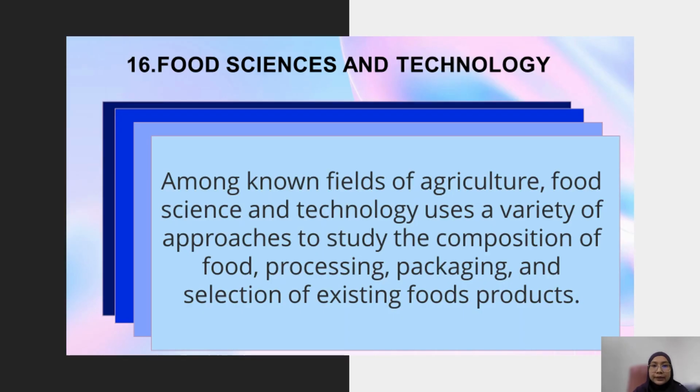Okay, next go to food science and technology. Among the non-field branches of agriculture, food science and technology use a variety of approaches to study the composition of food, processing, packaging, and the selection of existing food products. Based on food science, they study the science of nutrition, and the technology of preservation that can create a longer shelf life of the products.